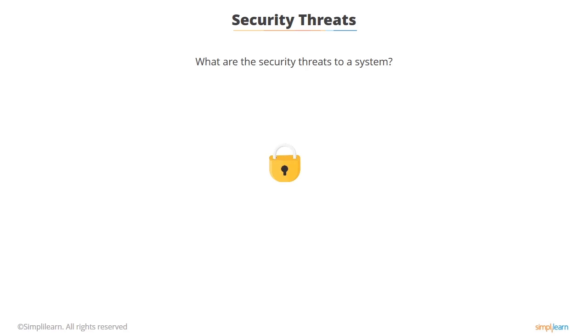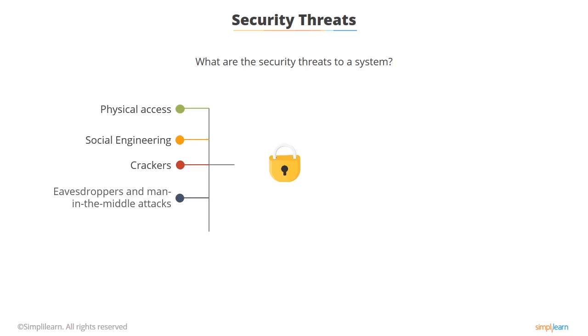What are the security threats to a system? Well, think about things. Physical access. Can people get control of your systems physically? Social engineering, the impact of people. External influences such as crackers. Also external influences such as eavesdroppers and man-in-the-middle attacks. The all familiar viruses and Trojan horses.